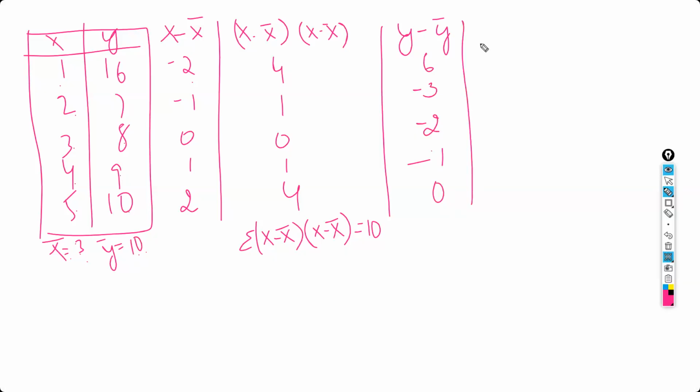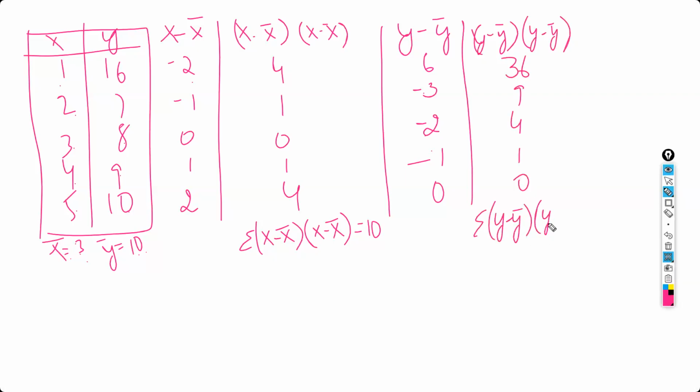Now, y minus y bar into, again I'm going to multiply with y minus y bar only. That is 6 into 6, 36, 9, 4, 1, 0. Total of y minus y bar into y minus y bar. What is the value? 45, 49, 50.